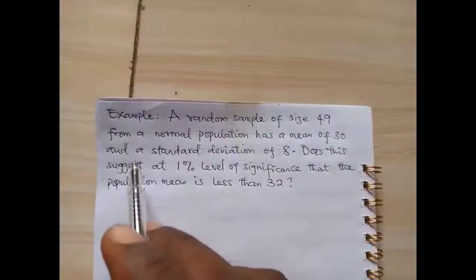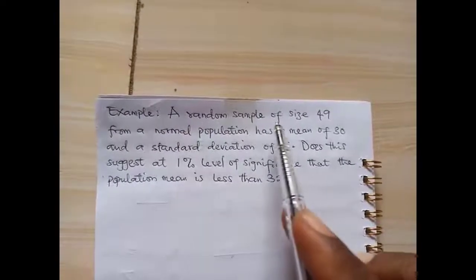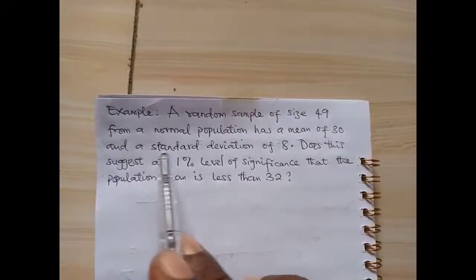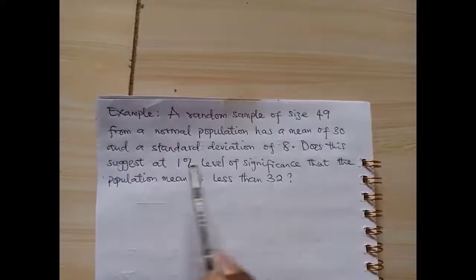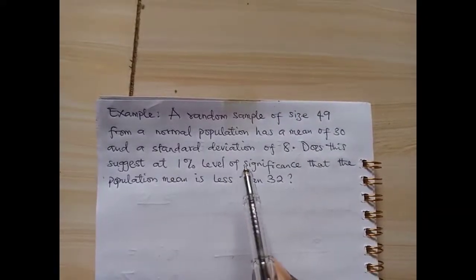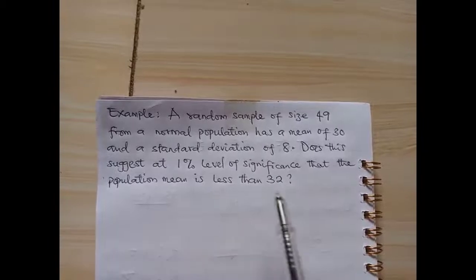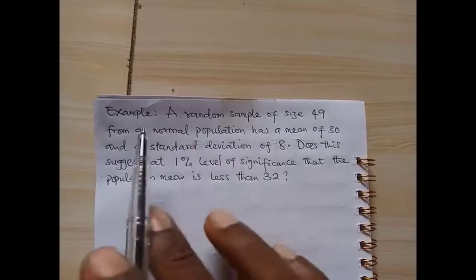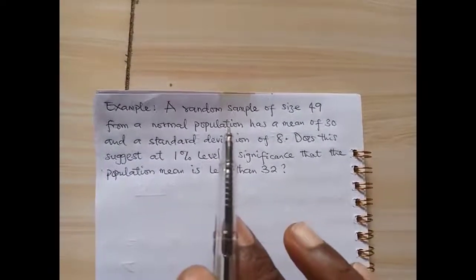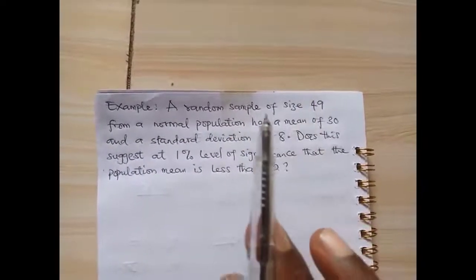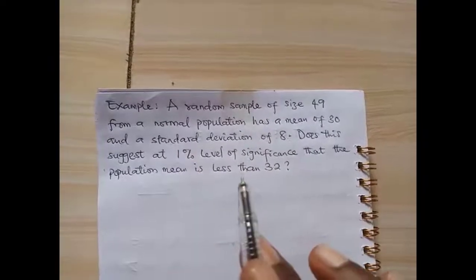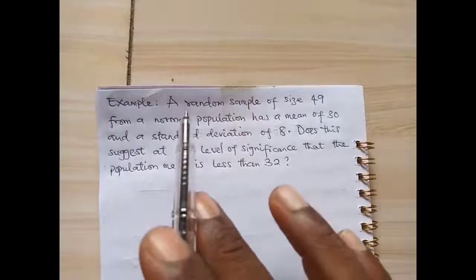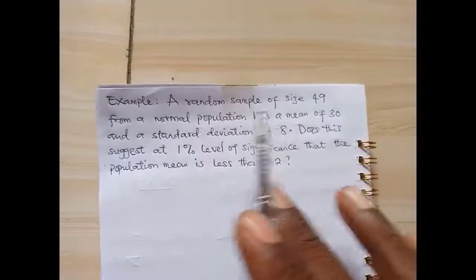So let's just use this question as an example. A random sample of size 49 from a normal population has a mean of 30 and a standard deviation of 8. Does this suggest at 1% level of significance that the population mean is less than 32? Now, how to digest these questions is that once a question starts, any information given to you is about the population. But the moment you see sample, then any other information given to you is about the sample. But this question now started with sample. So the information given to us is sample.